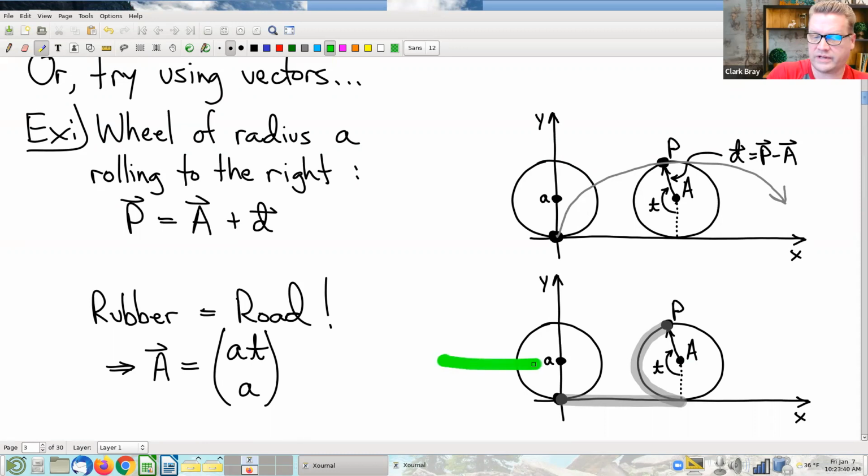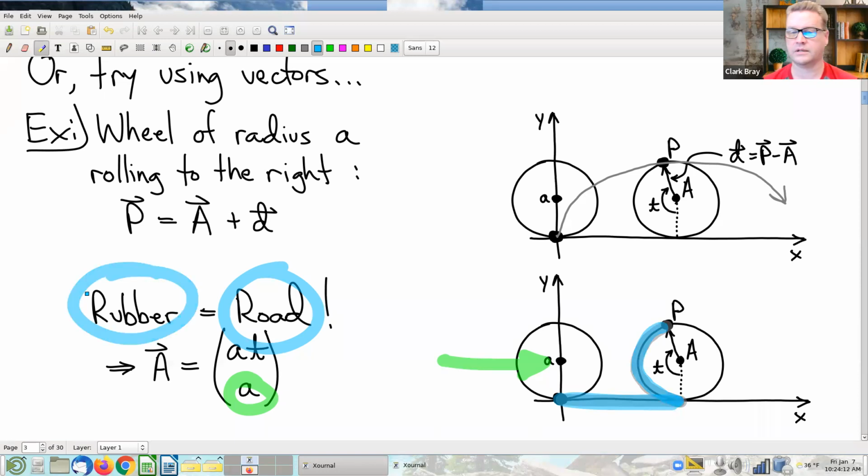You can see the y coordinate of the axle is always the same value, whatever the radius of that wheel is. So the axle's height is always a. The x coordinate is the amount of road that has seen rubber. And a neat fact about bicycles that have rubber tires that don't slip on the road: the amount of road that has seen rubber is equal to the amount of rubber that has seen road. That's what it means to not slip. So it's a nice observation to make.